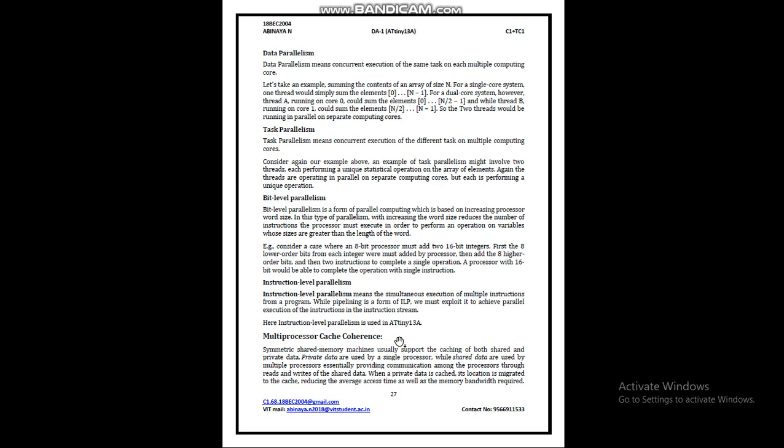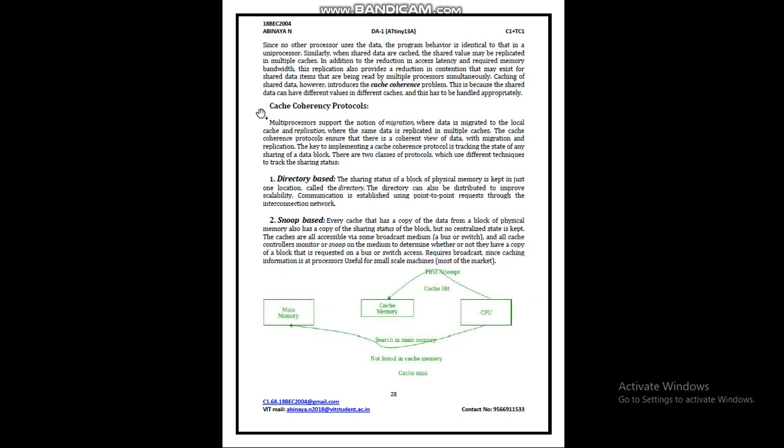In multiprocessor cache coherence, symmetric shared memory machines usually support the caching of both shared and private data. In cache coherence protocols, there are two types: directory based and snoop based. In directory based, the sharing status of a block of physical memory is kept in just one location, so it is called directory based. In snoop based, the caches are always accessible via some broadcast medium, either a bus or a switch, and all the cache controllers monitor or snoop on the medium to determine whether they have a copy of a block that is requested on a bus or switch access. So it is called snoop based.